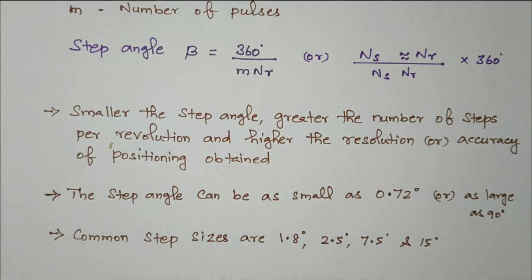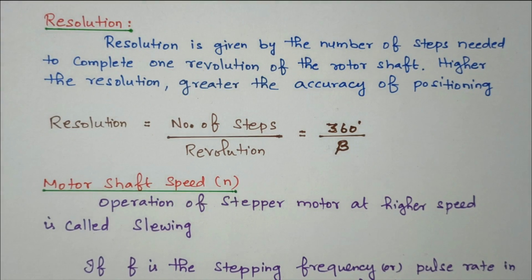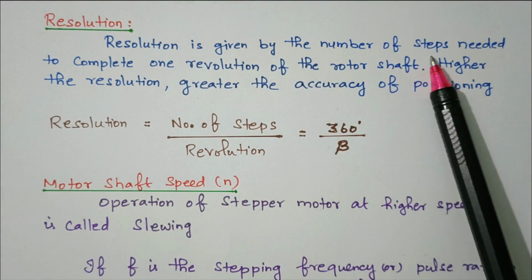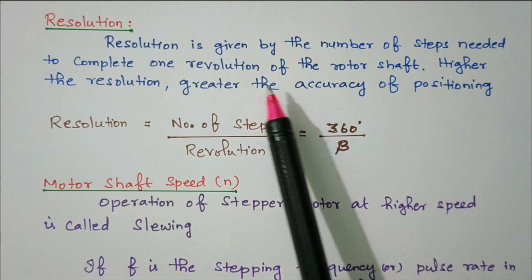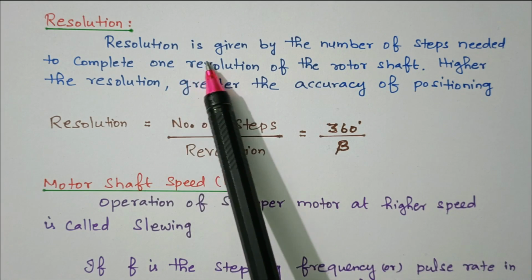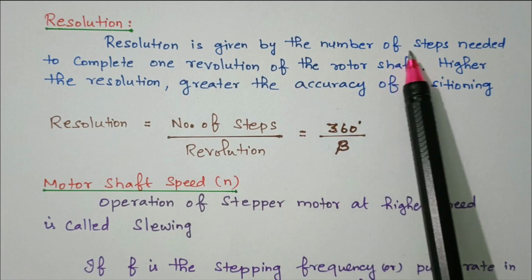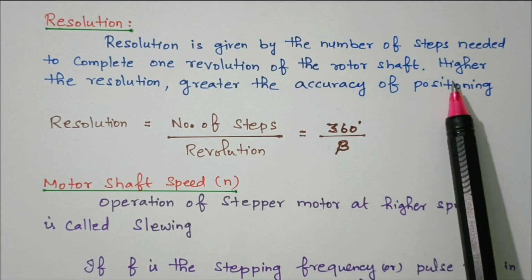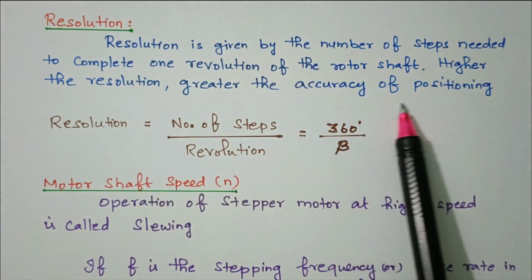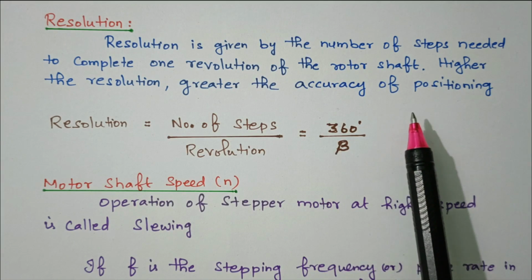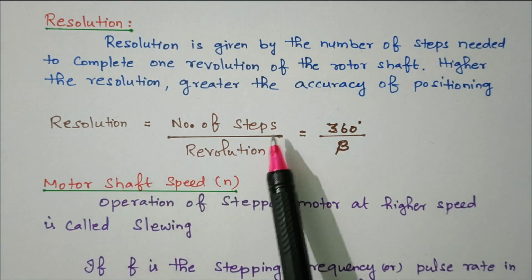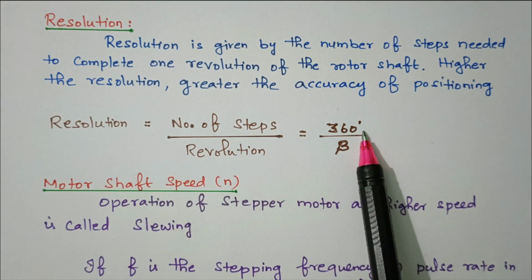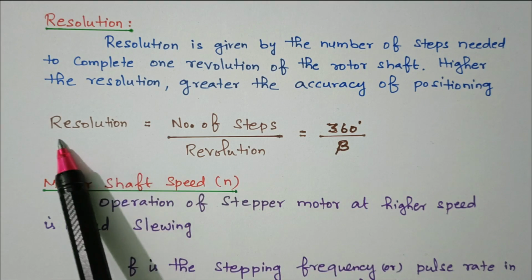Now we'll see another definition, resolution. What is meant by resolution? Resolution is given by the number of steps needed to complete one revolution of the rotor shaft. So in order to complete one entire rotor revolution, how many steps are needed? That is called the resolution. Higher the resolution, greater the accuracy of position. It is defined as number of steps per revolution: 360 degrees divided by beta. That will give the resolution.